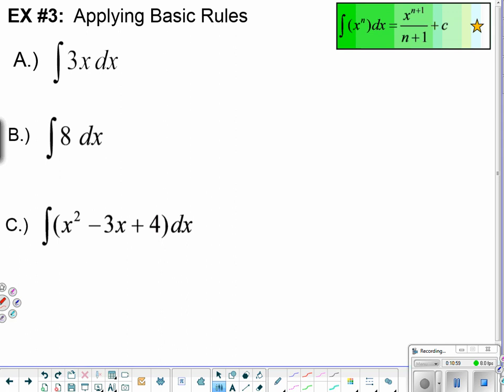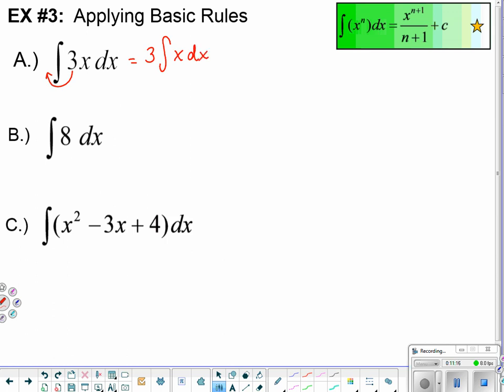Okay, let's actually do this. Let's put it into motion here. Enough talk. Let's get some action. Well, one thing we can do, this 3 is a multiplier. We could pull it out front of our integral and say this is 3 times the integral of x dx.